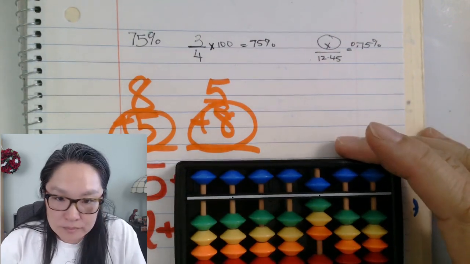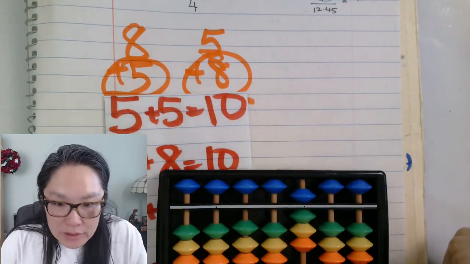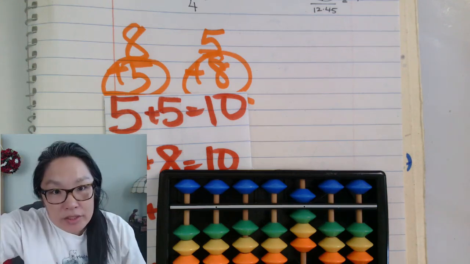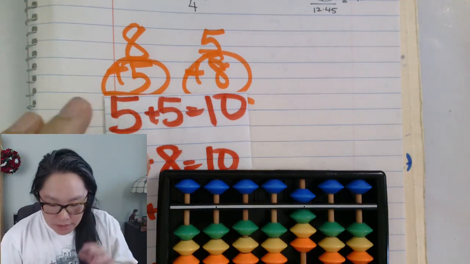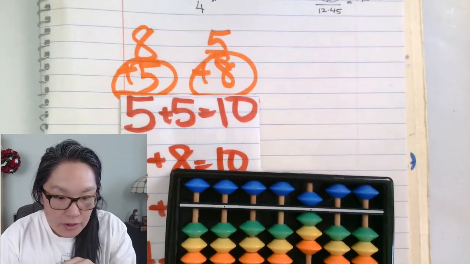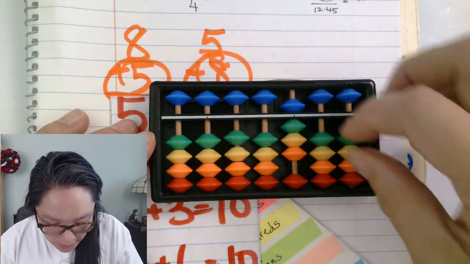Abacus actually goes all the way to 5th grade. We go all the way to multiplication and division with all of this stuff. And I'll show you how. So here we want to add the 5. When we add the 5, notice I don't have enough beads to add the 5.